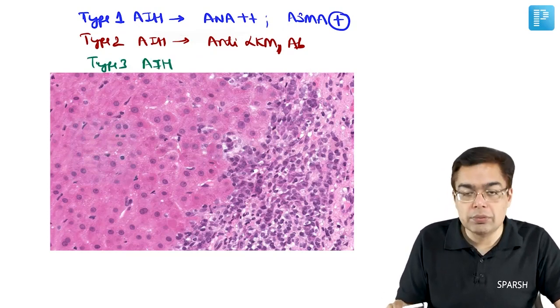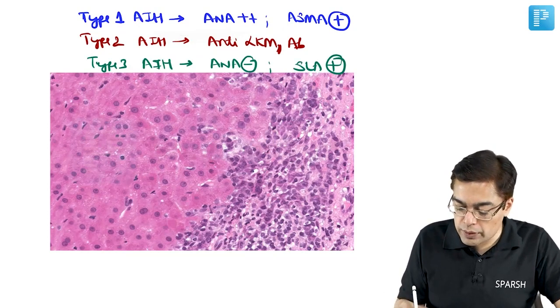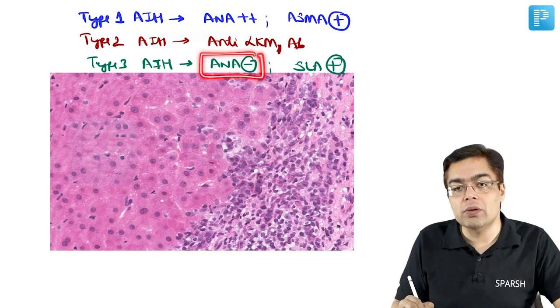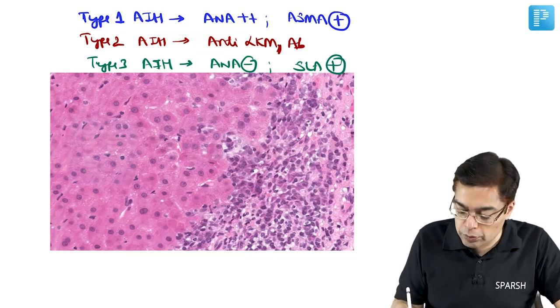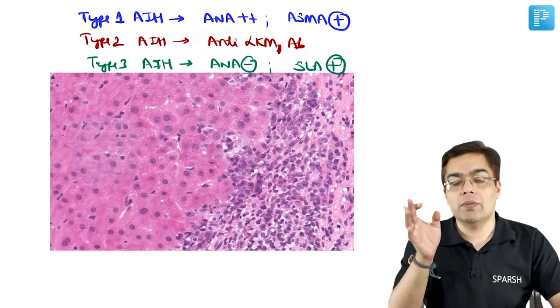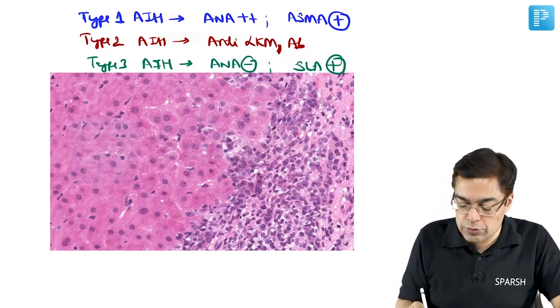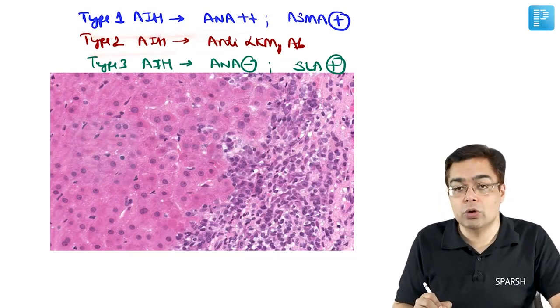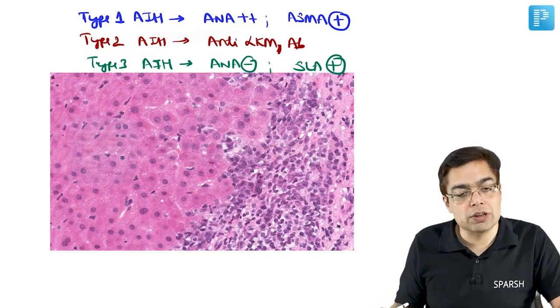And when we are talking about type 3 autoimmune hepatitis, this is associated with negativity for anti-nuclear antibody, but still there is positivity for the soluble liver antigen. So you need to be familiar with the three important subtypes and the different types of antibodies seen in each of them. Not to forget the three histological findings that we just made a mention of.